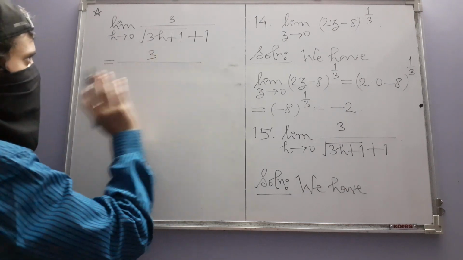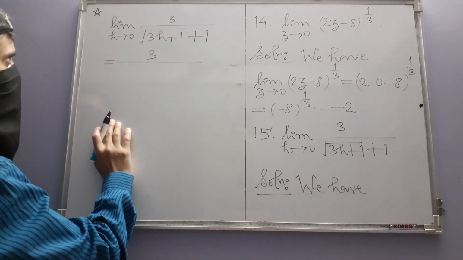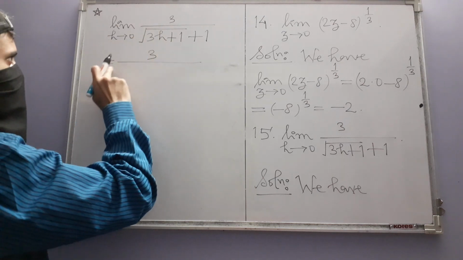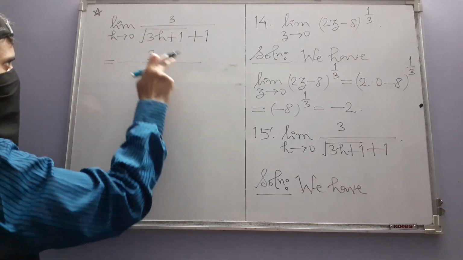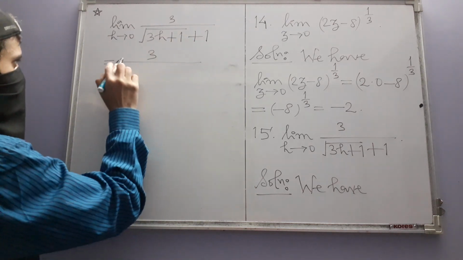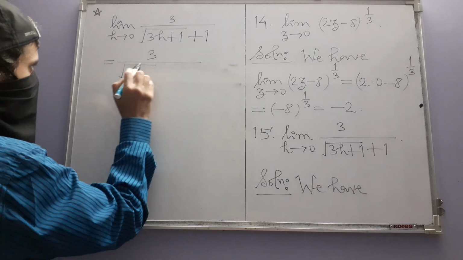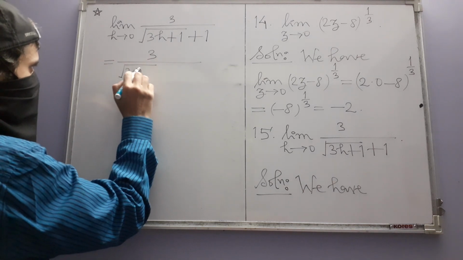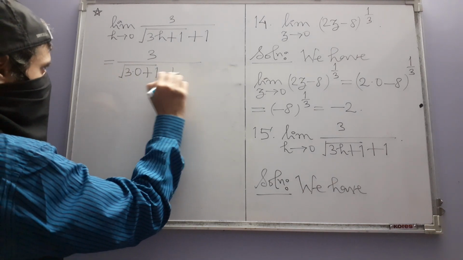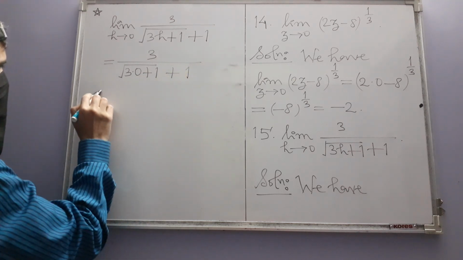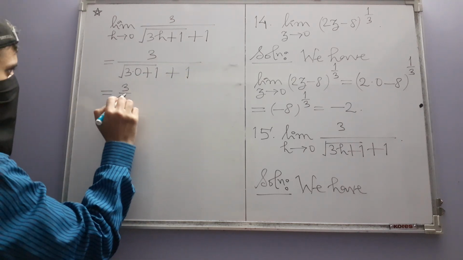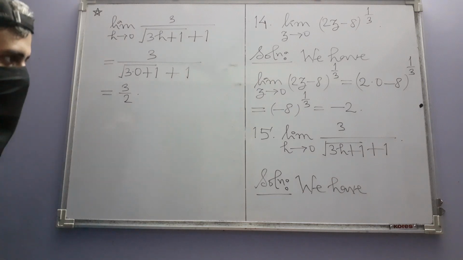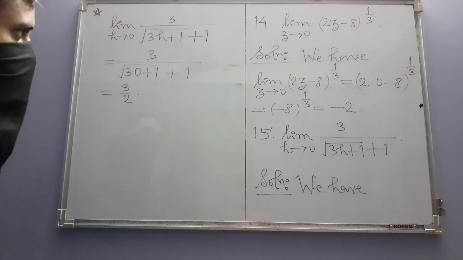So I am skipping steps. Ideally I should have written that this is equal to limit of 3 divided by limit of this, which I am not doing. And on top of that I am directly writing just this. So the final answer is just 3 over 2.